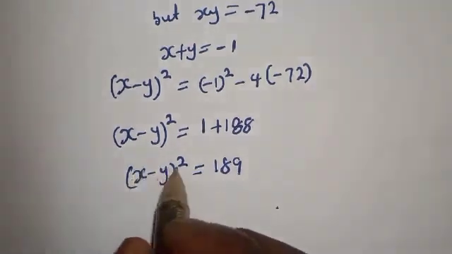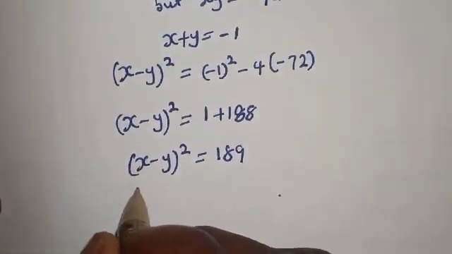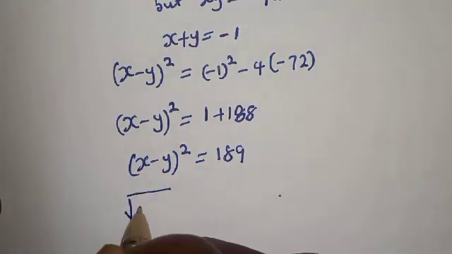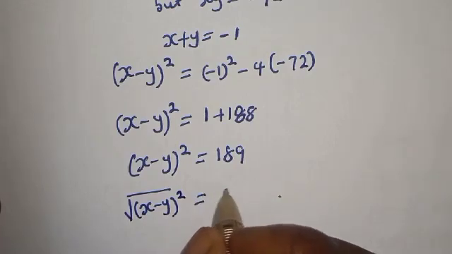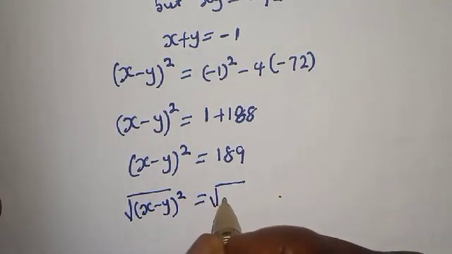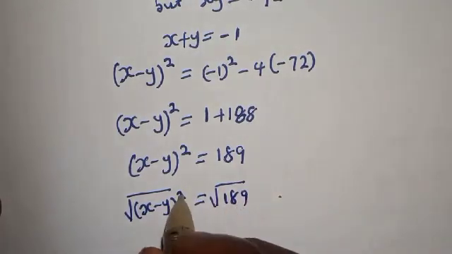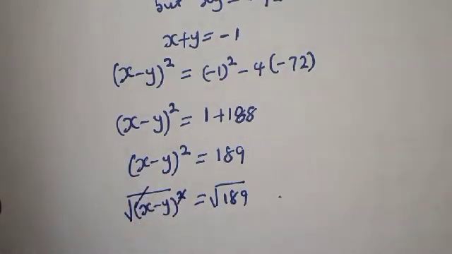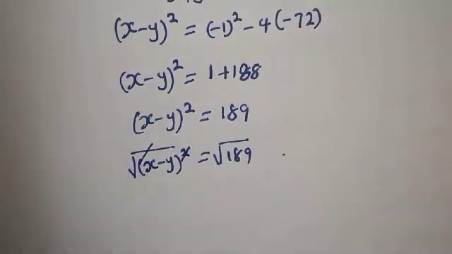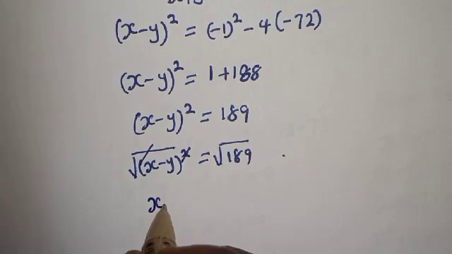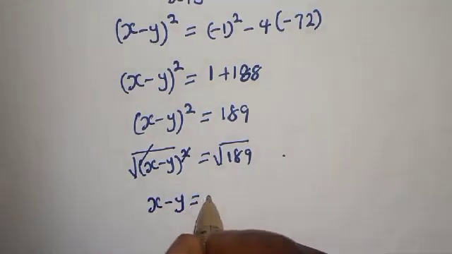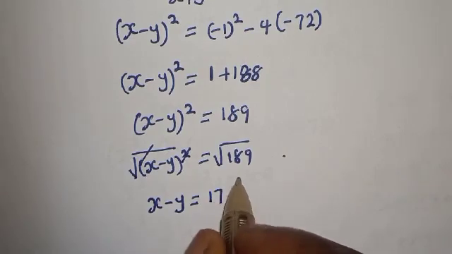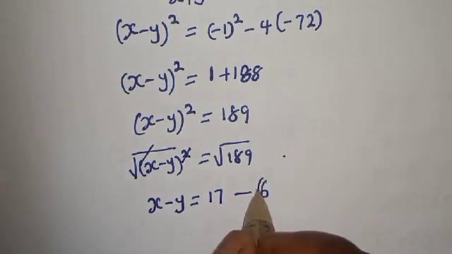So let's take the square root of both sides. Square root of (x minus y) squared is equal to square root of 289. So this will cancel this. x minus y is equal to square root of 289, that is 17. Let's call this equation 6.